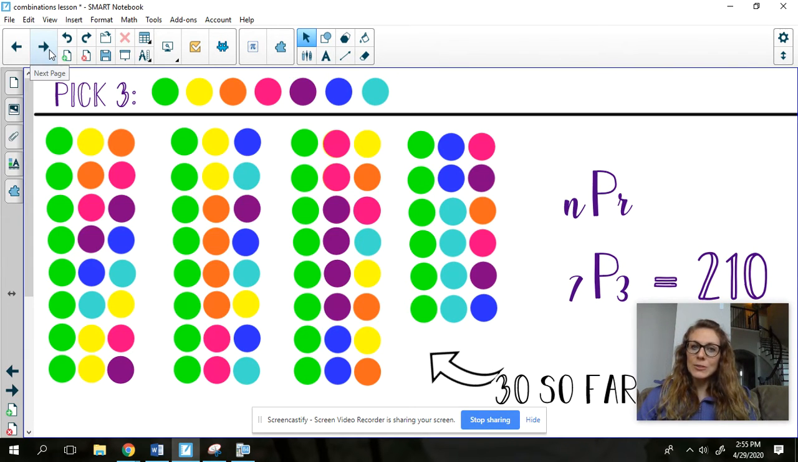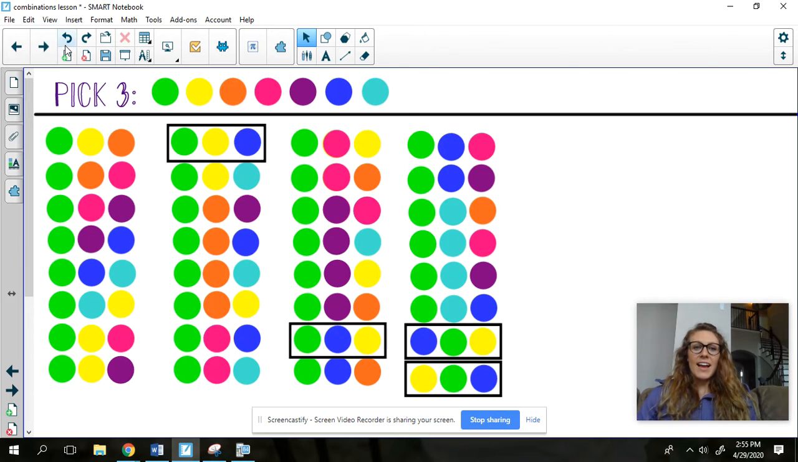But if we look a little closer at these values, I noticed that green, yellow, and blue, what I said maybe you had chosen, started to come up more than once. We had green, yellow, blue, and then there was green, blue, yellow, or blue, green, and yellow. But if we were just getting to pick 3 colors, I felt like these were kind of repetitive, and they were being counted several times within that number 210.